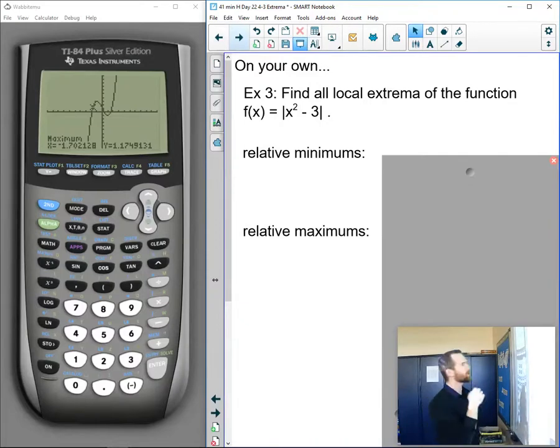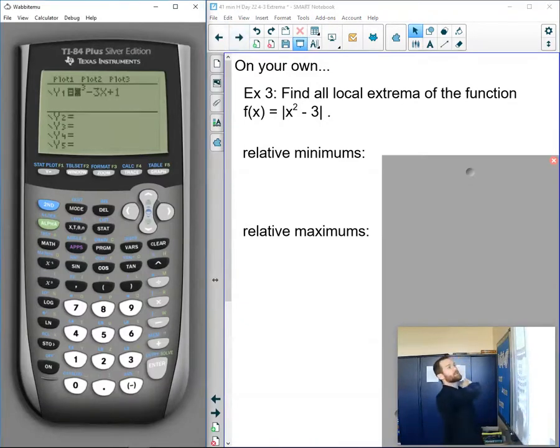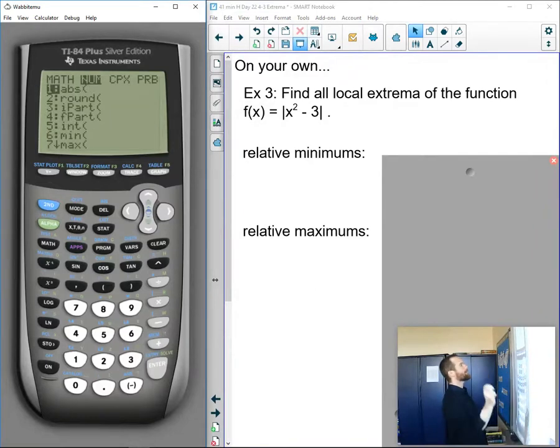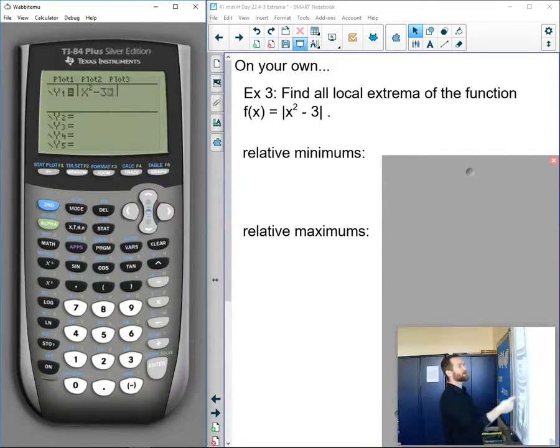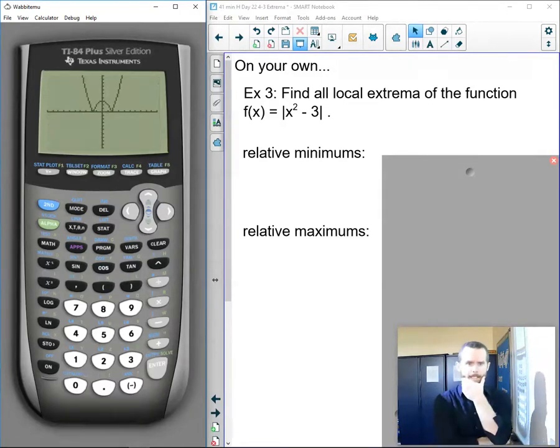We want to find all local extrema of the function f of x equals absolute value. So let me go get an absolute value. Math, number, enter for absolute value. X squared minus 3. I have a feeling this is going to be a weird looking function because we've got a power inside an absolute value. Let's see what happens. Yep, that's a pretty weird function.